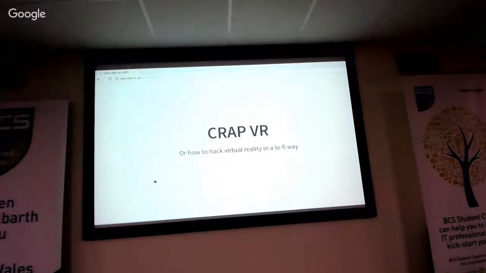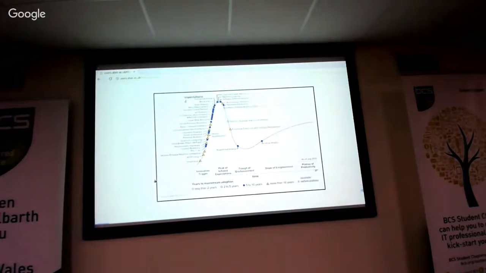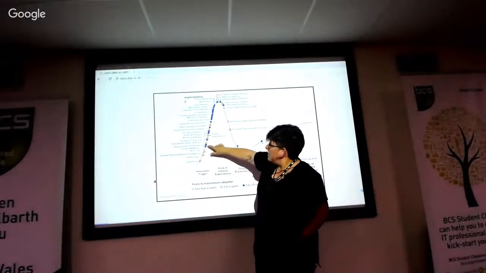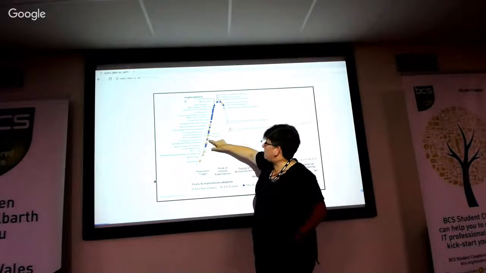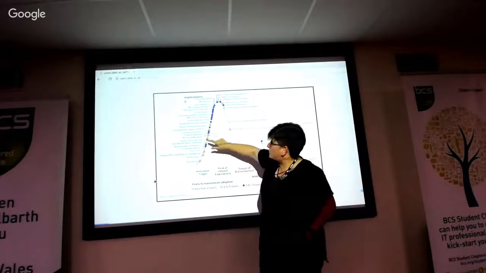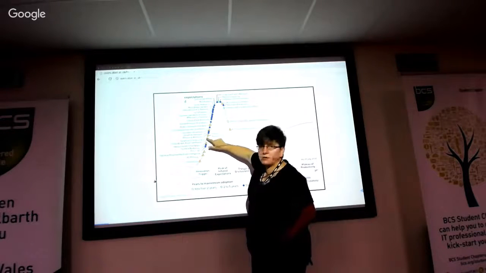I don't know if anyone's come across the Gartner hype cycle. Hands up if you've seen the Gartner hype cycle. Okay? So the idea is you've got this cycle of technology, and it goes from the innovation trigger, which has things like neuromorphic hardware and volumetric displays, and quantum computing is there somewhere, obviously, every time.